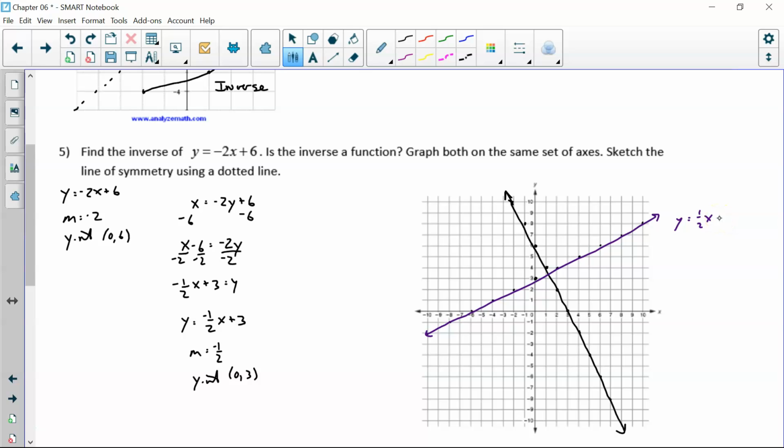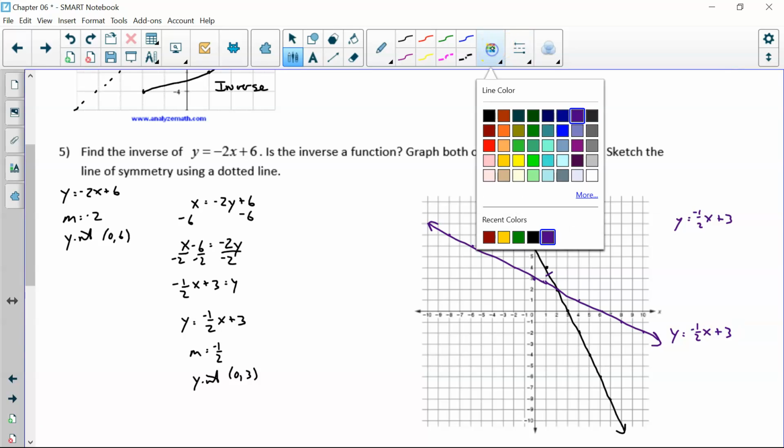Oh, excuse me. That should have been a -1/2. What happened? Sorry. -1/2 x plus 3. So our y-intercept is at 3, but we're going down 1 over 2. There is our inverse. There's y equals -1/2 x plus 3.